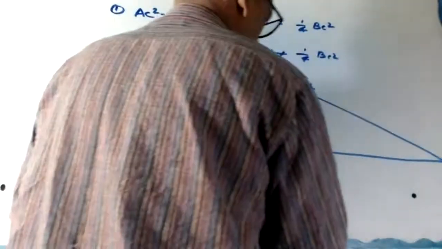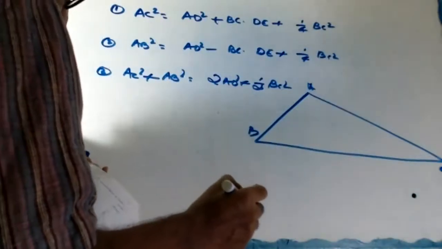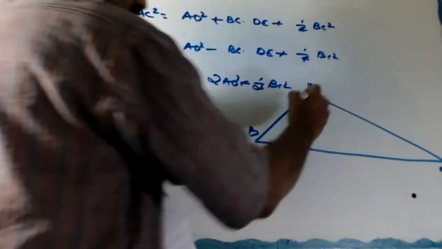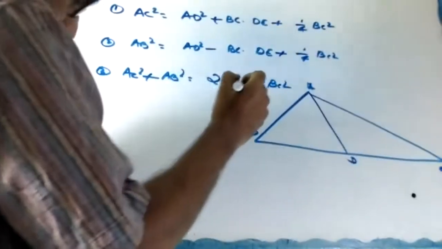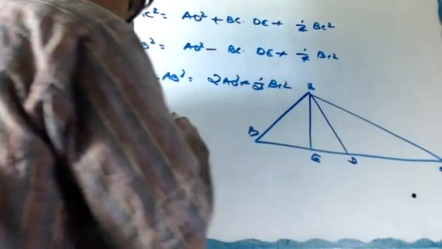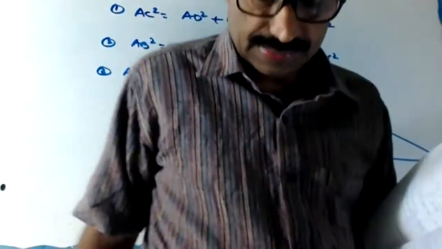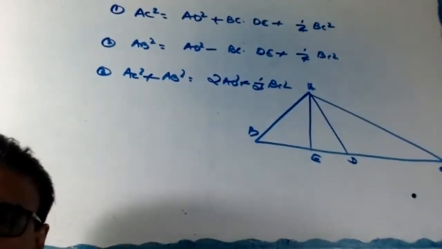A, B, C. In the figure, AD is a median. Here, AE is perpendicular. Okay, this is the one. So tomorrow's test is based on the Pythagoras theorem and all.